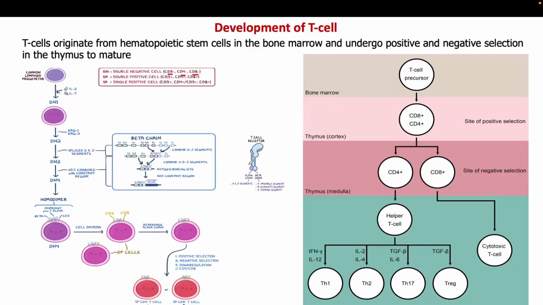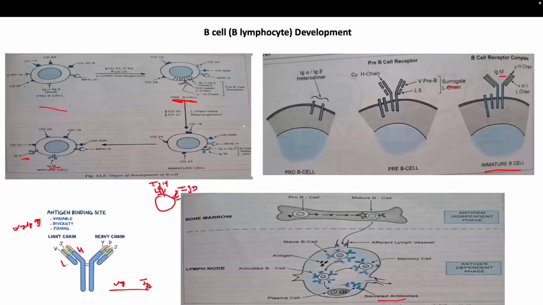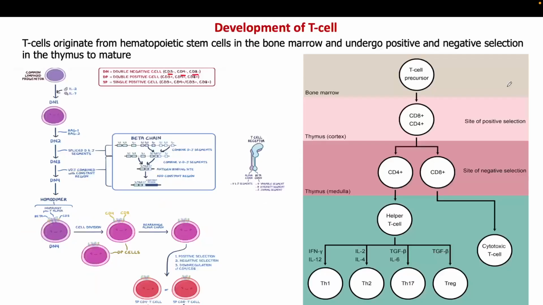Like here you can see that this is the T cell receptor. Ultimately we require the TCR, the T cell receptor. Like in case of the B cell, there is the BCR, the B cell receptor. Okay, what is the B cell receptor? This IgM and IgD is the B cell receptor, because it is going to bind with the antigen. Okay, so like that, here the T cell receptor is going to bind with the antigen. Here it is made up of two types of chain. One is the alpha chain, another one is the beta chain.